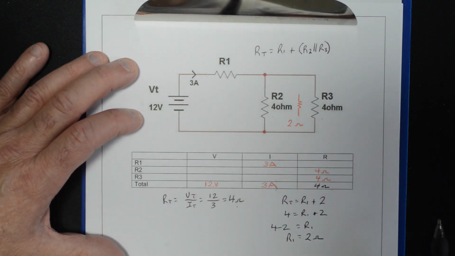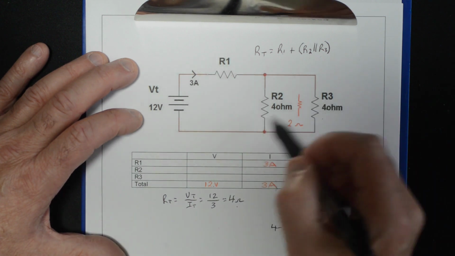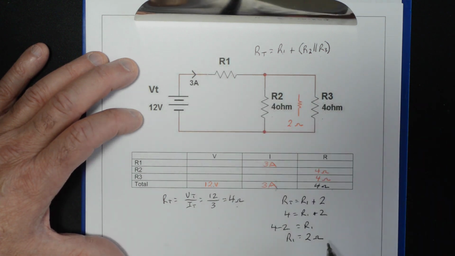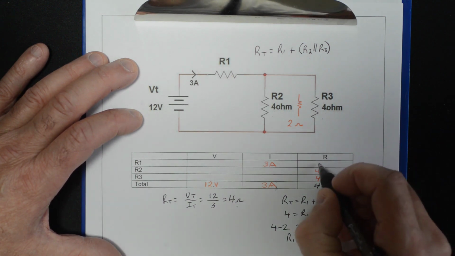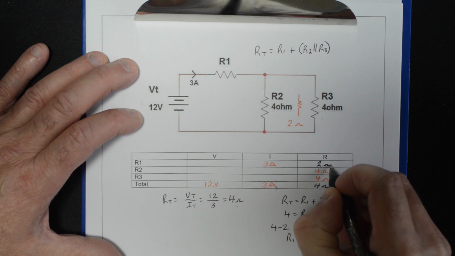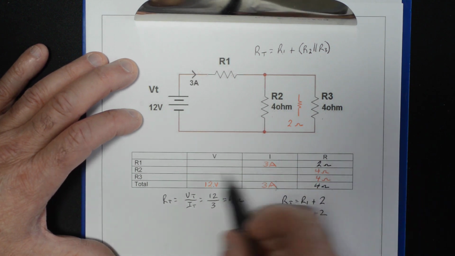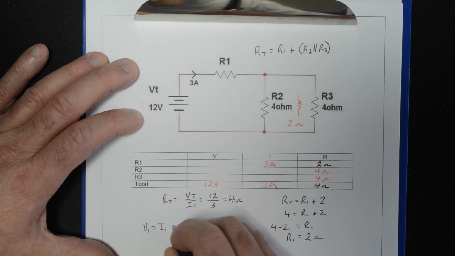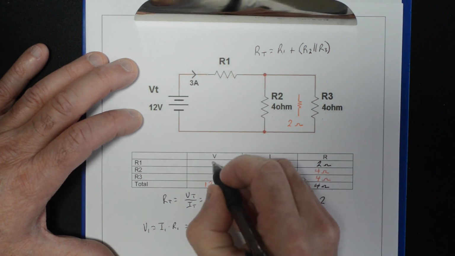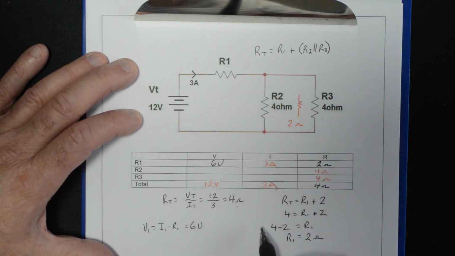So could this be done in your head? Absolutely. If you understand this, these numbers are simple enough to do the math that you could definitely do it in your head. So if I put R1 as 2 ohms here, because that's what we figured out, you know right away V1. V1 is simply I1 times R1, and that's simply going to equal 6 volts. So I'm going to put 6 volts here. And all right, what's next?